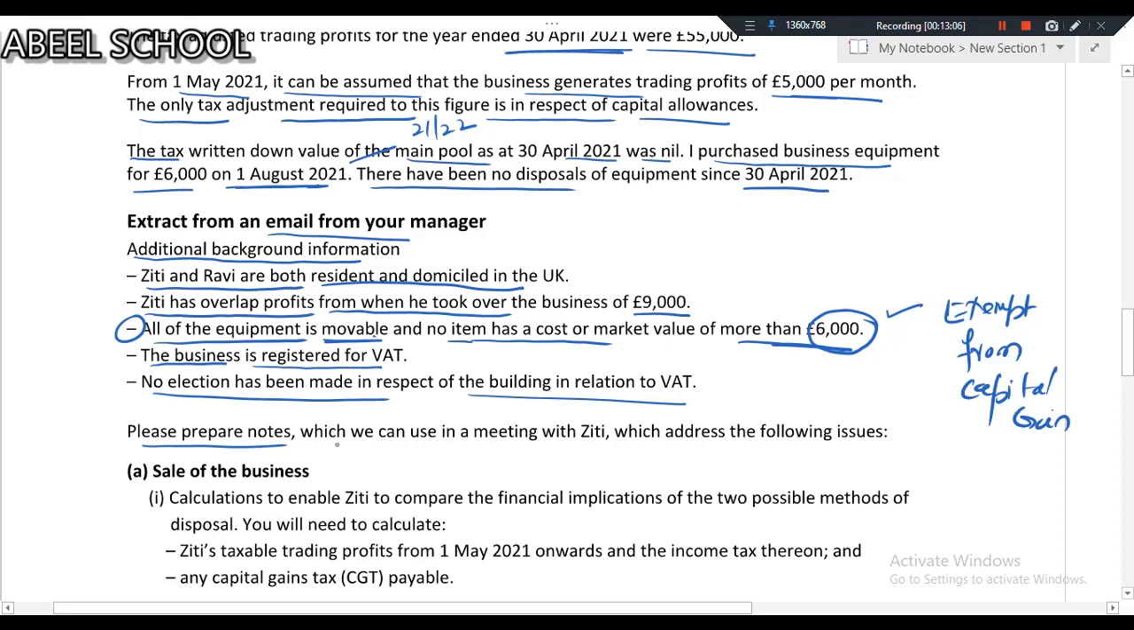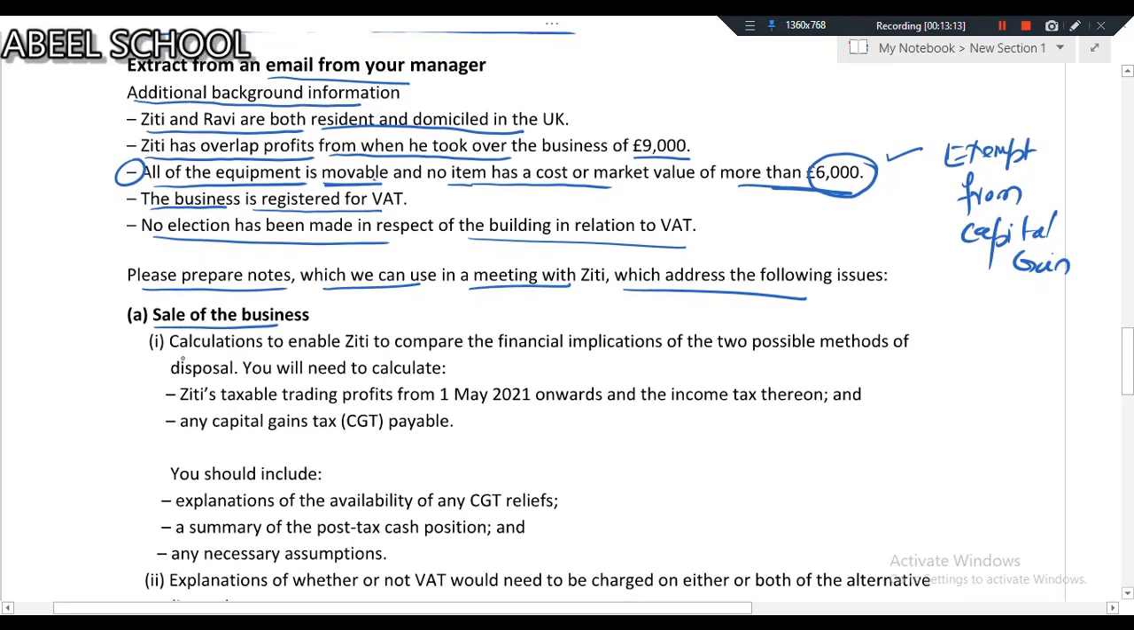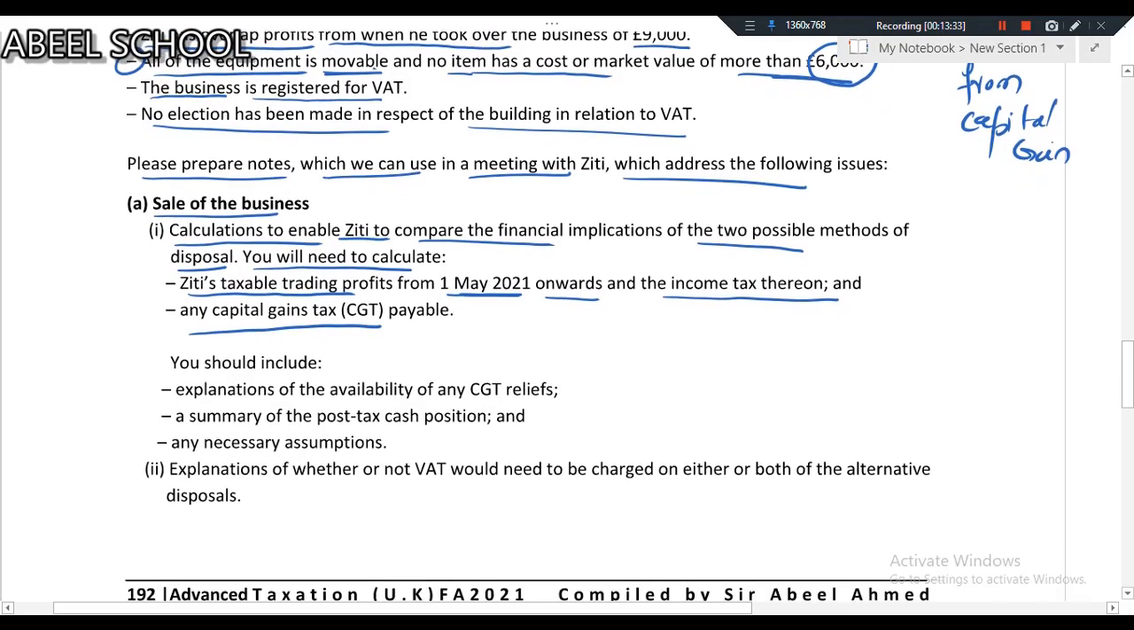Please prepare notes which we can use in the meeting with Ziti, which address the following issues. Sale of the business: calculations to enable Ziti to compare the financial implications of the two possible methods of disposal. You will need to calculate Ziti's taxable trading profit from 1st May 2021 onwards and income tax thereon, and any capital gains tax, CGT, as well. You should include an explanation of the availability of any CGT relief.